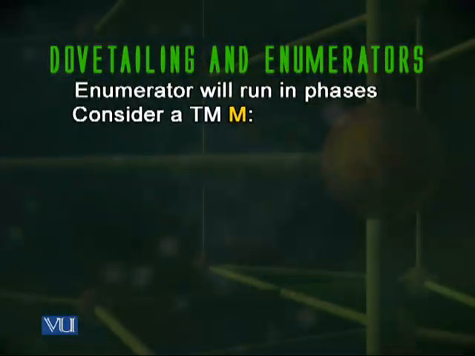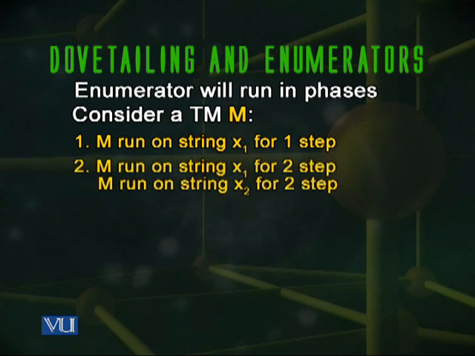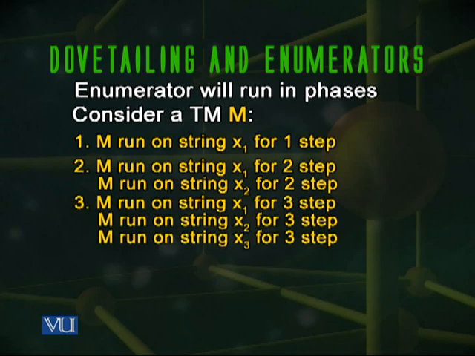Here is what we do. The technique of dovetailing goes as follows. The enumerator is going to run in phases. In phase number 1, it will run M on the first string x1 for one step. In phase number 2, it will run M on x1 for 2 steps, and it will also run M on x2 for 2 steps. In phase number 3, it will run the Turing machine M on x1 for 3 steps, on x2 for 3 steps, and x3 for 3 steps.